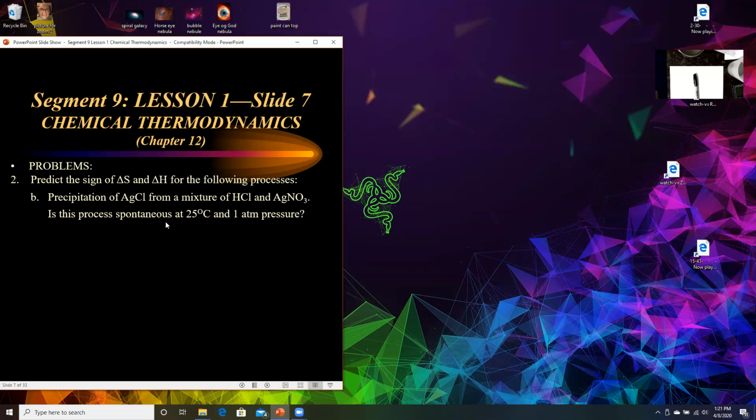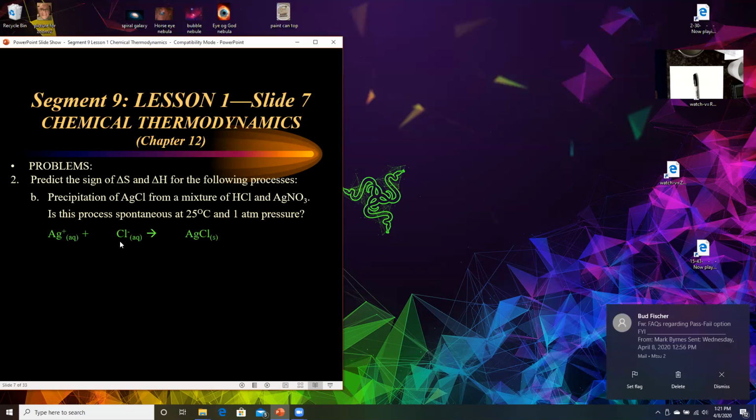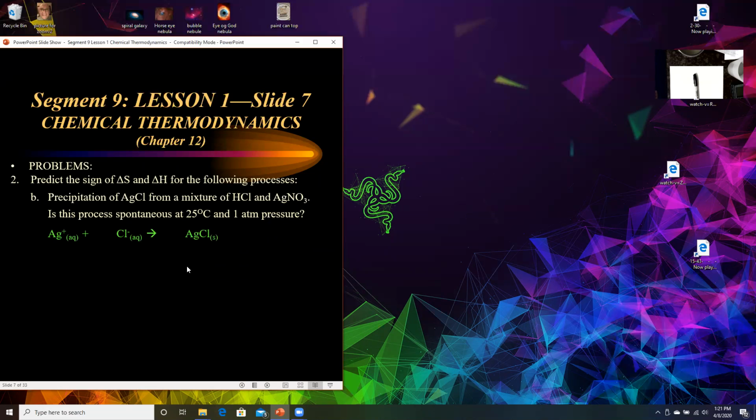Now, what if you took silver chloride and hydrochloric acid and put them together to react? It's actually the silver ion reacting with the chloride ion to produce silver chloride solid. Now, you know that that reaction occurs. You've done it in the lab. You mix hydrochloric acid and silver nitrate, you get a nice, pretty white precipitate of silver chloride. So we know this process is spontaneous. But what about delta S?